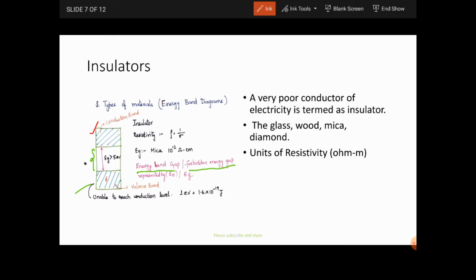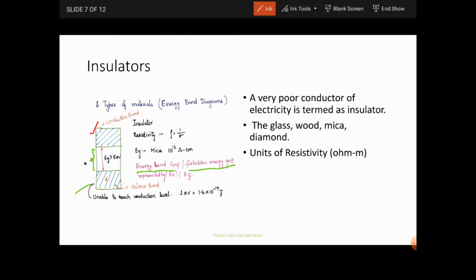And usually the energy gap is greater than 5 electron volts, and 1 electron volt is equal to 1.6 into 10 power minus 19 joules. Because in insulators the forbidden gap is large, it becomes impossible for the electrons to jump into the conduction band at normal temperatures.